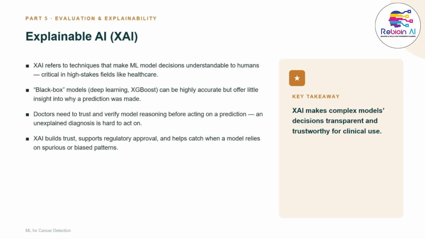As our models get more powerful, especially deep learning and boosted trees, they also tend to become harder to interpret. We call these black box models. You see what goes in and what comes out, but the internal reasoning is opaque, even to the people who built it. In healthcare, that's a serious problem. If a model tells a doctor this patient has cancer but can't explain why, that doctor has no real way to sanity check the prediction before acting on it.